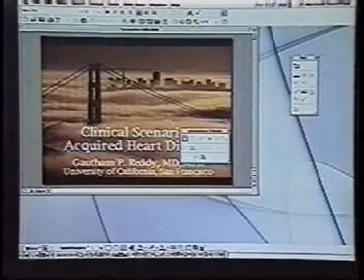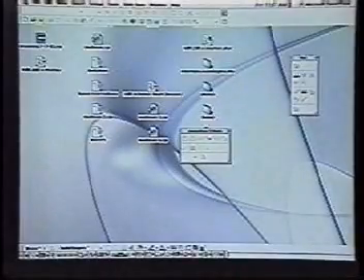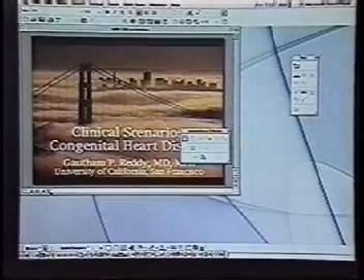Okay, so I'm just going to do a few more minutes on congenital heart disease. And then I'll finish up and let Mike Galway continue his talk. Or I'll let Mike Galway do his talk.